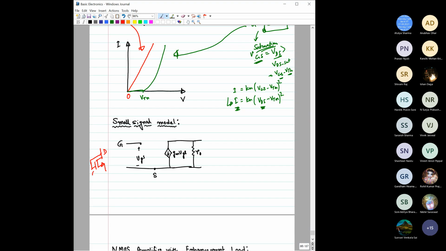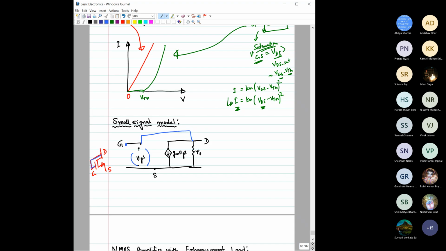So drain, gate, source. This is the basic small signal equivalent circuit of any MOSFET. Here this is the drain, this is the gate, and this is the source terminal. But here we can clearly see that gate and drain are connected. So you can see here VGS means this terminal is now connected with this. Now consider this is voltage VGS.